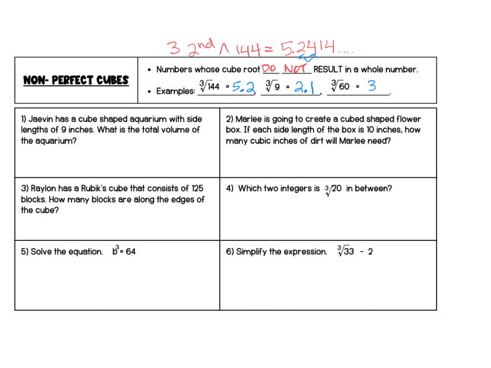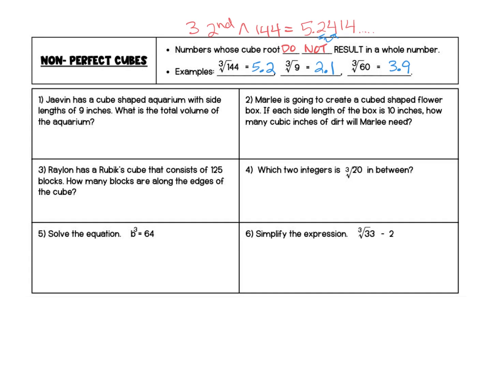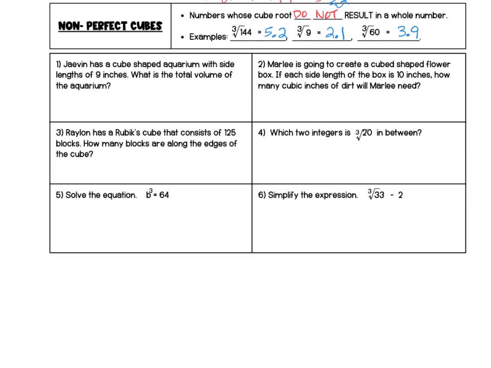That number should be 3.9. All right, so let's try some of these with word problems. Jevin has a cube-shaped aquarium with side lengths of 9 inches. What is the total volume of the aquarium? Go ahead and pause, answer that question, and then come back to me.